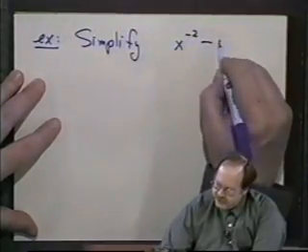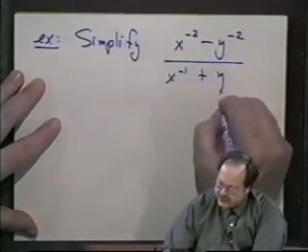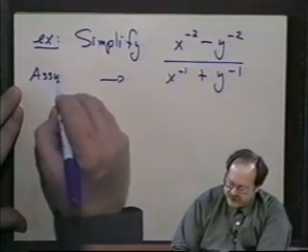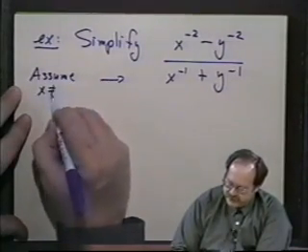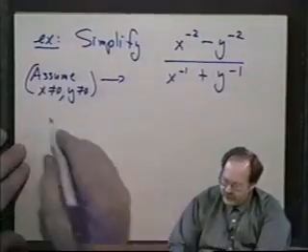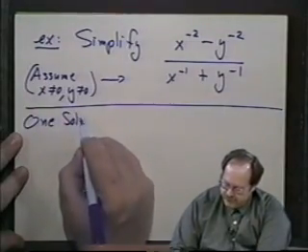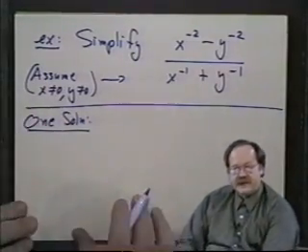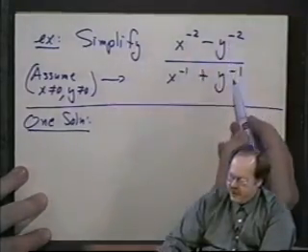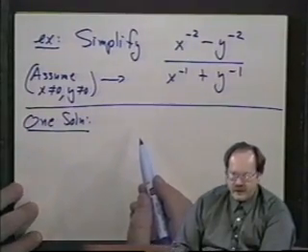x to the minus 2 minus y to the minus 2, over x to the minus 1 plus y to the minus 1. And again, so that we don't have division by 0, I will assume that x is not 0 and y is not 0. All right. Here I go. One solution, my pathway to simplification. First of all, I'm going to rewrite it. I have 4 negative powers. Don't like that at all. I'm going to rewrite that, get rid of them right away.